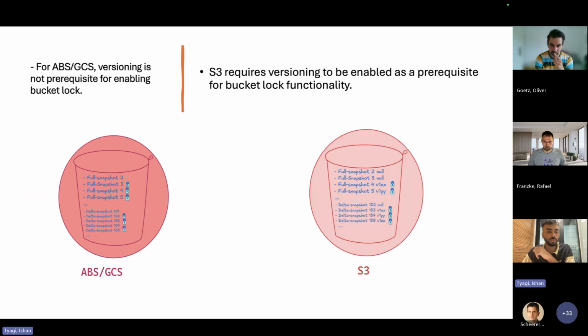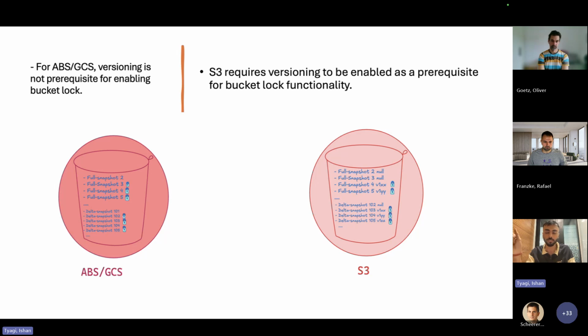Now things diverge a little here. As I mentioned, different providers use different implementations. For Azure and GCS, things are quite simple. Your snapshot still looks the same. Your objects still look the same. They get locked, you can't delete or modify them, but nothing changes from the visual perspective. So nothing changes for restoration, upload, and everything.